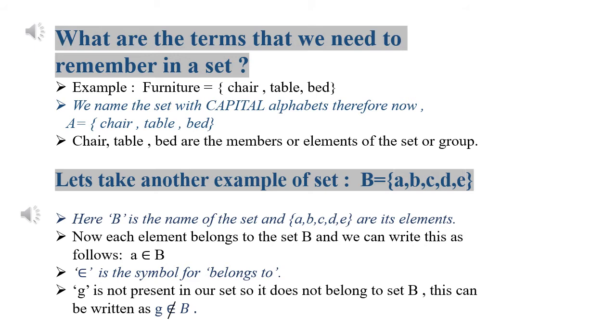Correct? So if I want to write the same thing in the symbolic form, we have a symbol given for belongs to. Can you see that symbol over here? So if I want to write that small a is present in set B, I'll write a belongs to B. If I want to write small e is present in set B, I'll write e belongs to B.